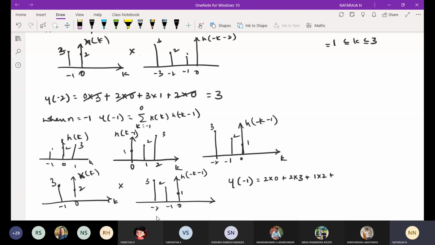How much will we get? This will be 0, 6 plus 2. 8, sir. 6 plus 2, yes. 8 we will get. Y of -1 will be 8. Similarly, you will get for y of 0 and y of 1. Y of n is equal to, finally, you will get 3, 8, 13, 6 is the origin. Got everyone?